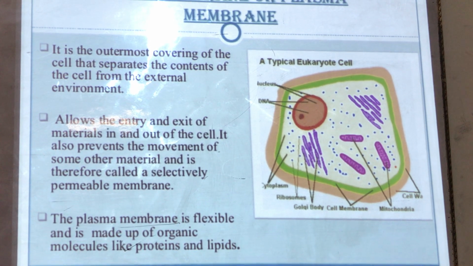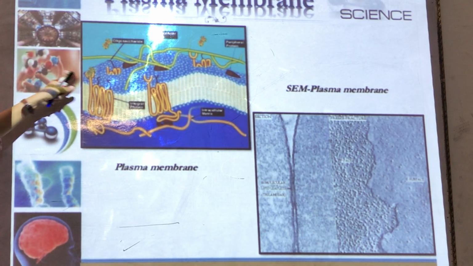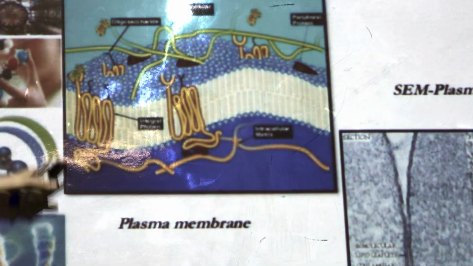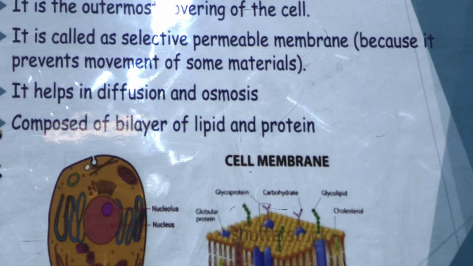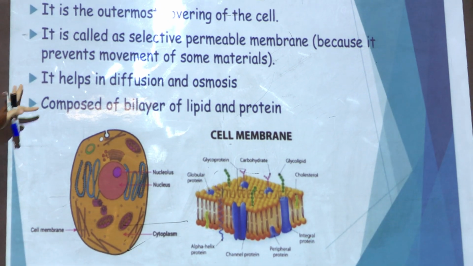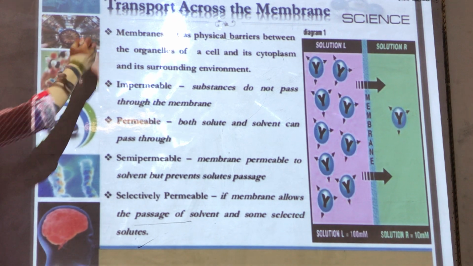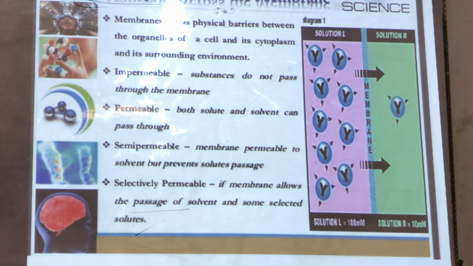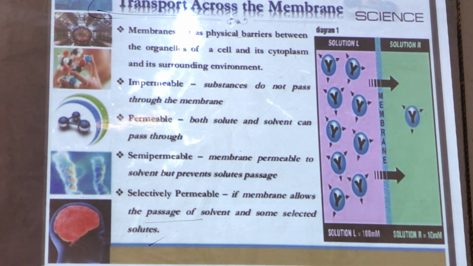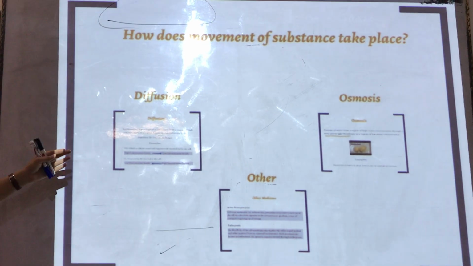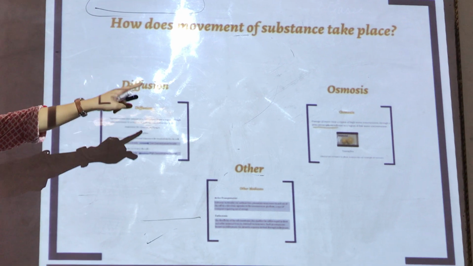Now we will see the zoomed structure of the plasma membrane. If you can see here, this is the zoomed structure of the plasma membrane. This is the function of the plasma membrane as we have already covered. Now, the plasma membrane helps in transport. So how does it transport? For that it has two mechanisms: diffusion, osmosis and others.